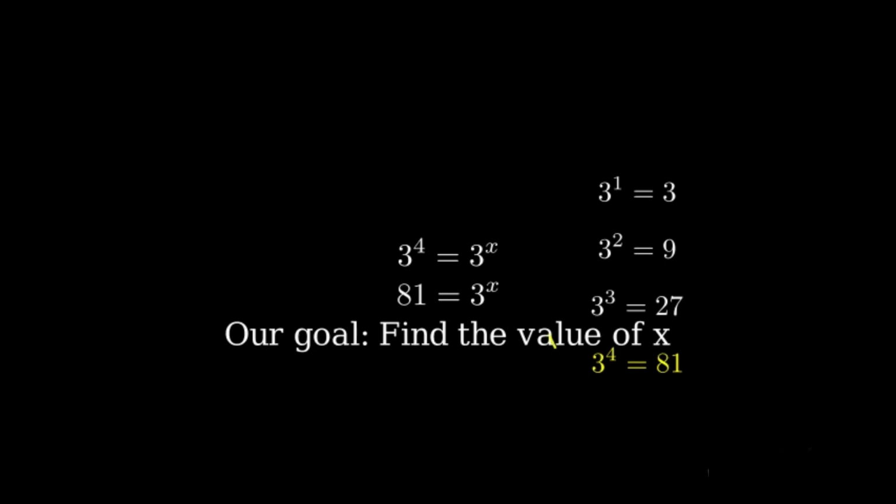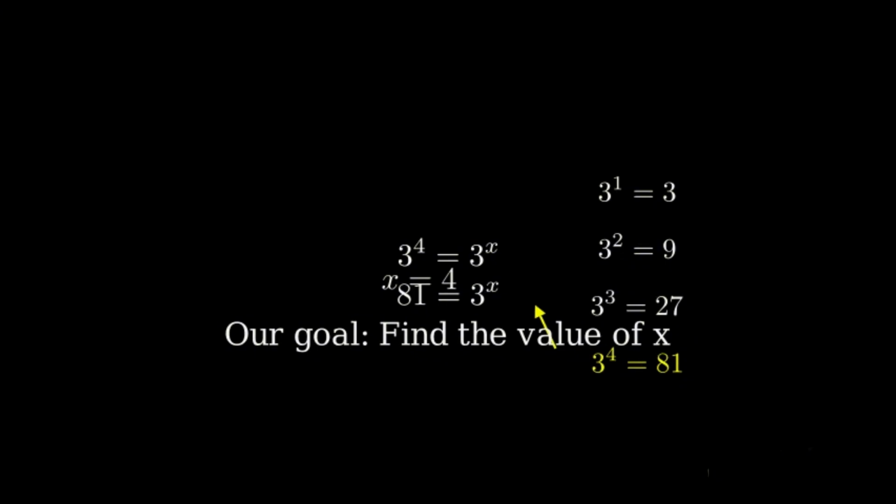Looking at our table, we can see that when we raise 3 to the power of 4, we get 81. This matches exactly with our equation 81 equals 3 raised to the power of x. Since we found that 3 to the power of 4 equals 81, and our equation states that 3 to the power of x also equals 81, we can conclude that x must equal 4. This demonstrates our key property. When the same base is raised to different powers and yields the same result, those powers must be equal.